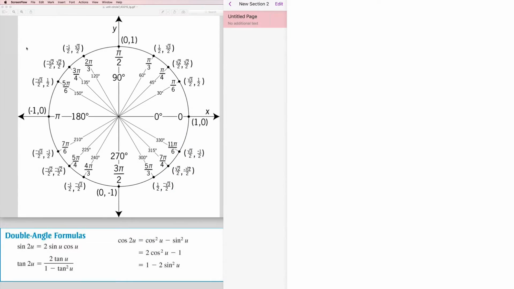Okay, so looking at number 9, it's asking us to solve the equation on the interval 0 to 2 pi, and it wants us to solve this equation, sine 2 theta equals cosine theta. And so we're going to use our double angle formulas, and then we're also going to need our unit circle for this particular problem. So let's go ahead and commence solving.